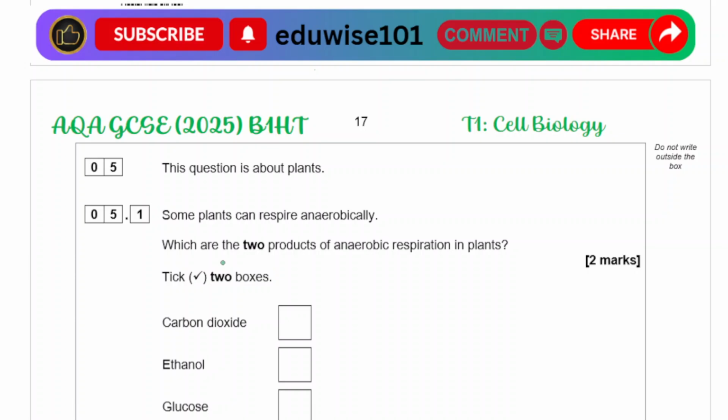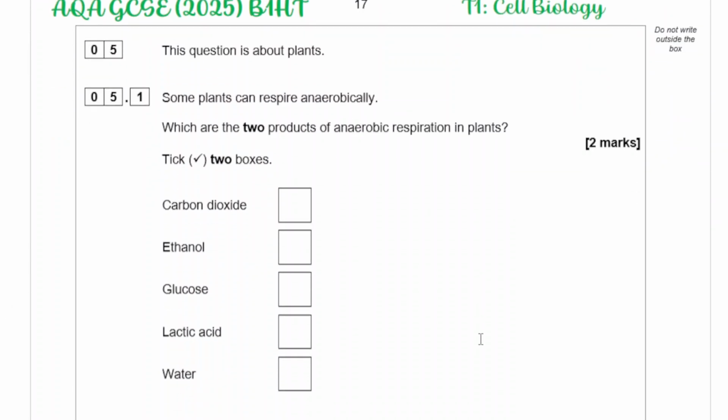Some plants can respire anaerobically. Which are the two products of anaerobic respiration in plants? Now, anaerobic respiration produces carbon dioxide instead of water, as in aerobic respiration. Anaerobic respiration will produce ethanol.